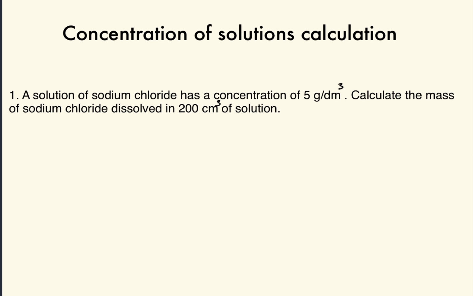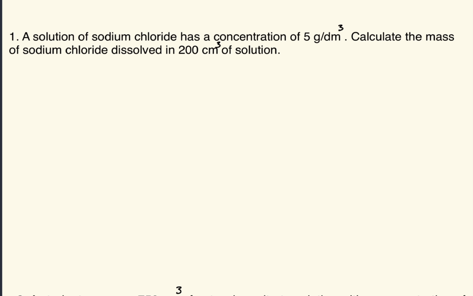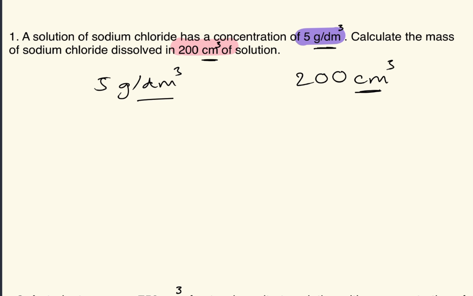So we're going to answer an exam question on how to calculate concentration of solutions. A solution of sodium chloride has a concentration of 5 gram per decimeter cubed. Calculate the mass of sodium chloride dissolved in 200 centimeter cubed of solution. So first thing we're going to have a look at is the fact that our units over here aren't quite aligned. On one side we have 5 grams per decimeter cubed, and on the other side we have 200 centimeter cubed. So we need to make sure our volume units are the same. One is in decimeter cubed and the other one is in centimeter cubed.